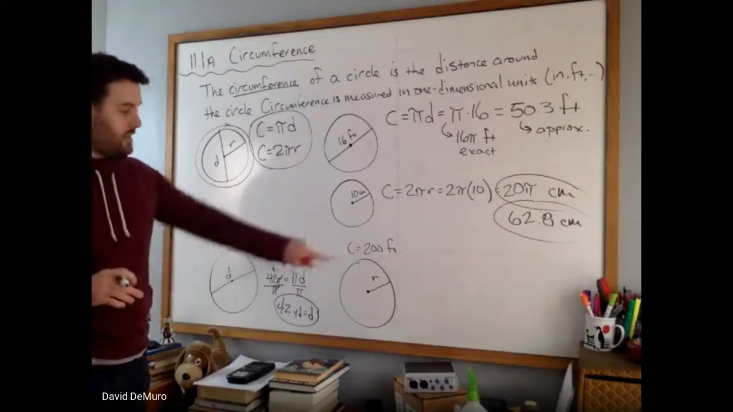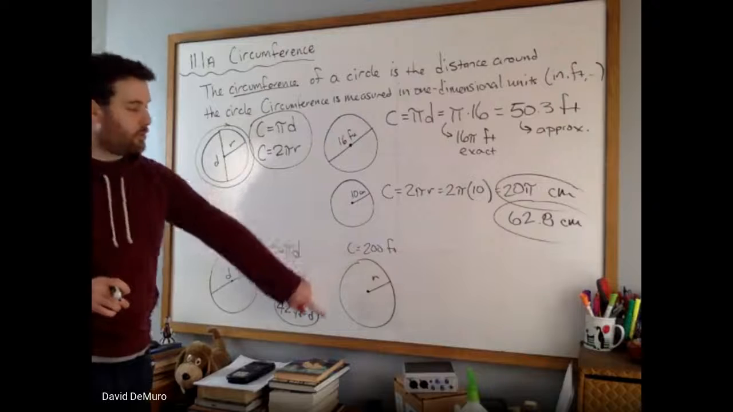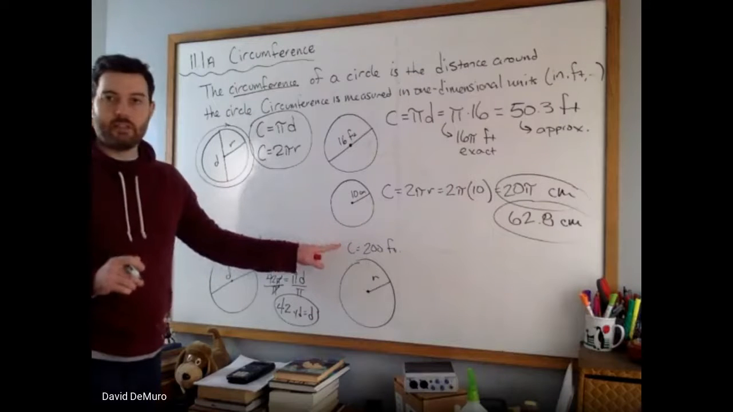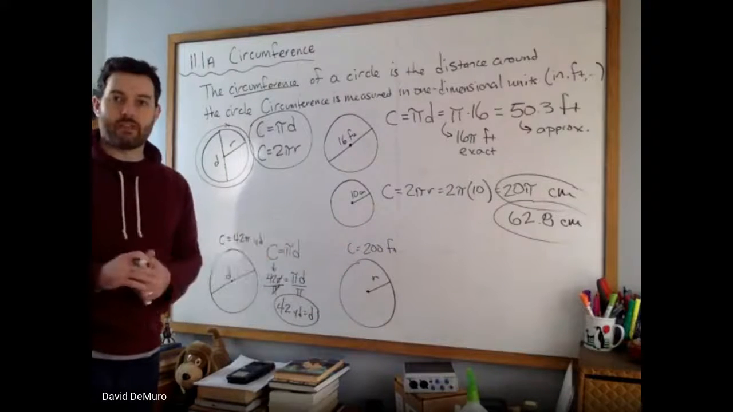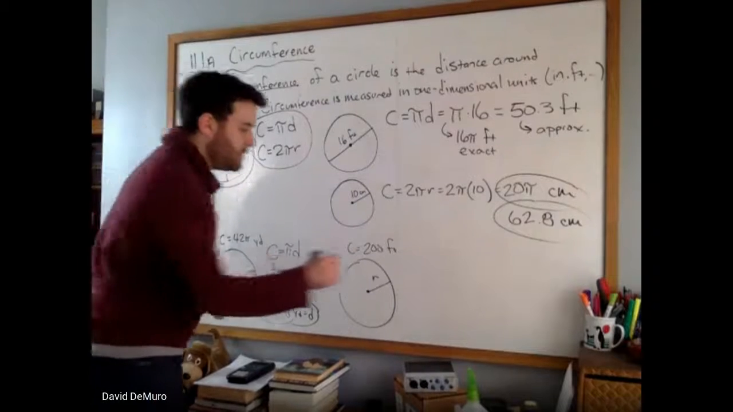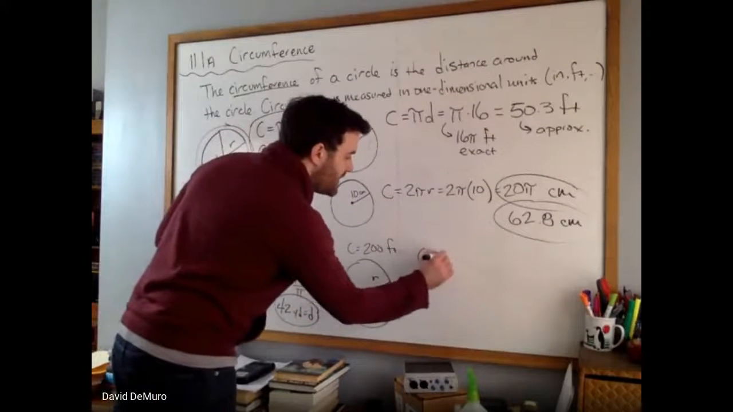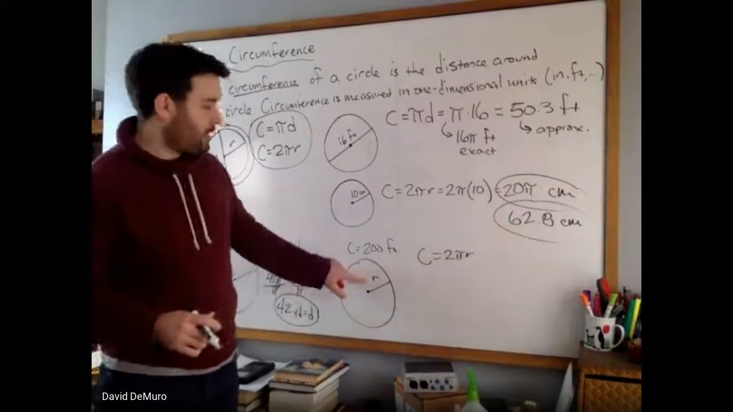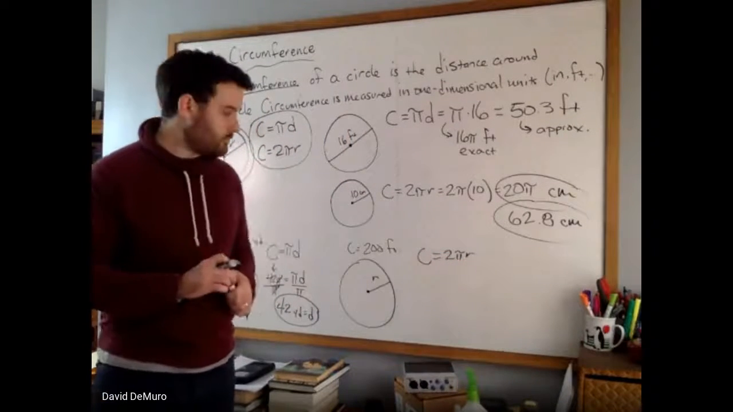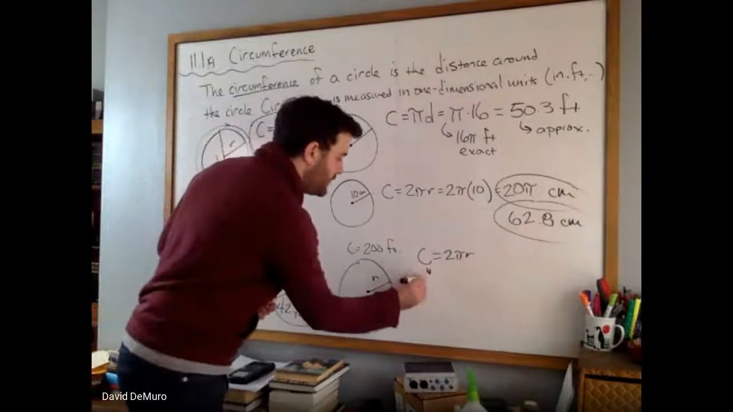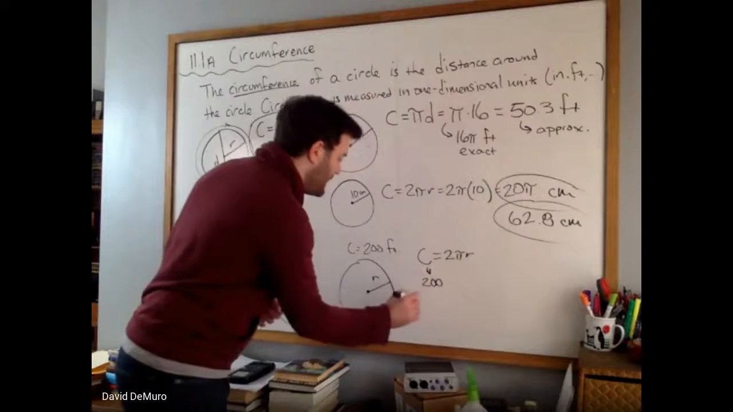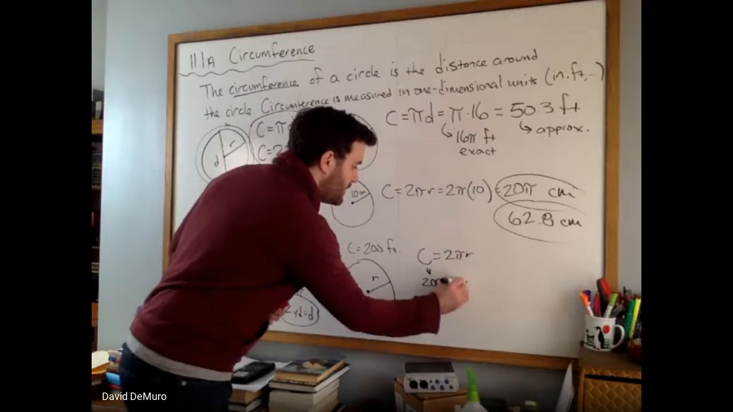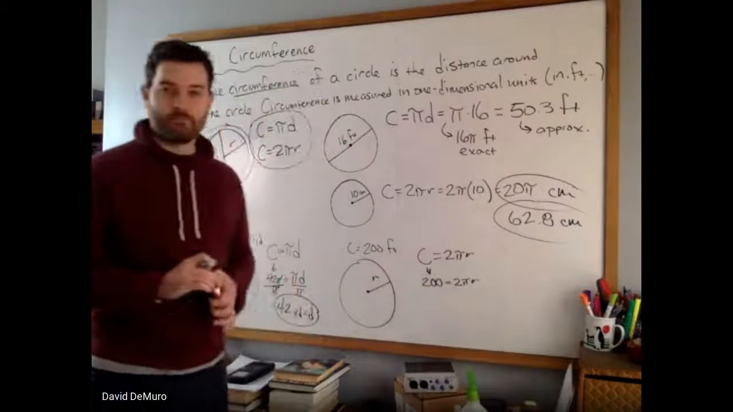If I'm going to find radius, in this example, I have a circle with a circumference of 200 feet. And I want to know what's the radius of that circle. Well, this time I'm going to use the C equals 2 pi r formula because we're looking for the radius and not the diameter. Well, I'm going to substitute in what I know: 200 feet, the circumference, is equal to 2 pi r.